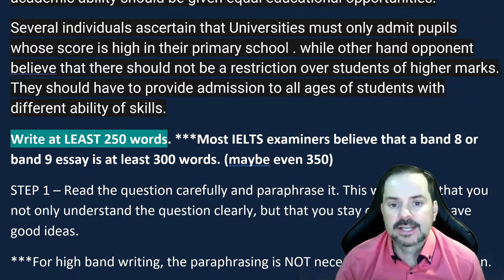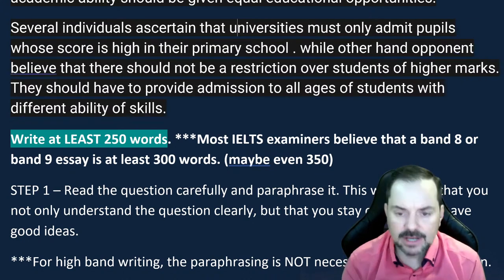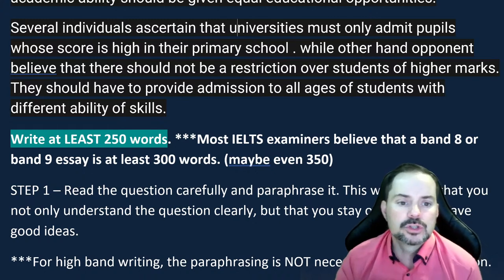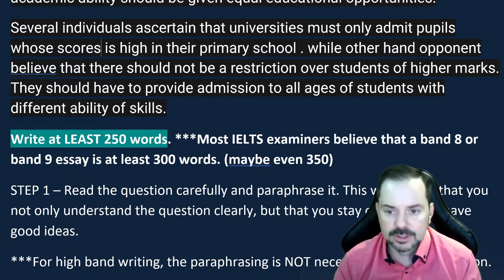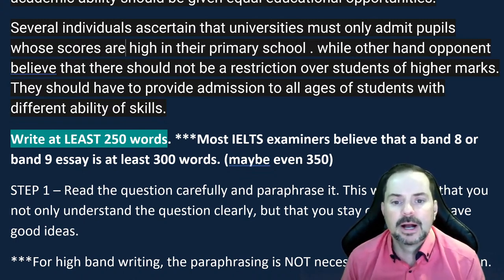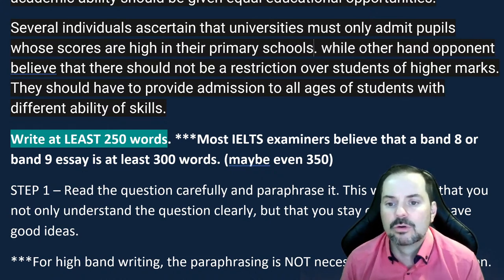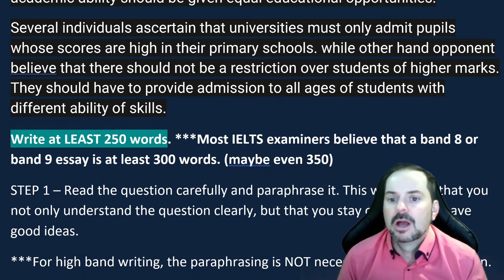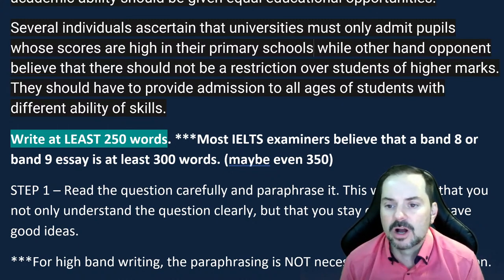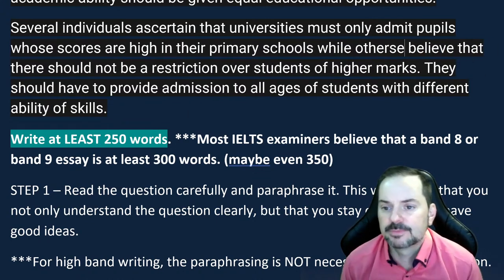Several individuals. Ascertain that universities is a common noun. No capital. Universities must only admit pupils whose score, because pupils, we're talking about multiple scores, whose scores are high in their primary school, sure. Primary school, no space after that last letter. No period. While other hand opponent, awkward, while others, no other hand opponents, it's confusing.